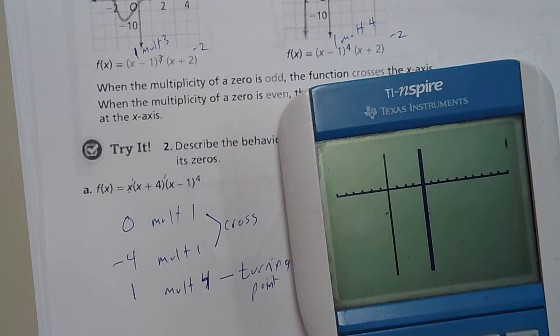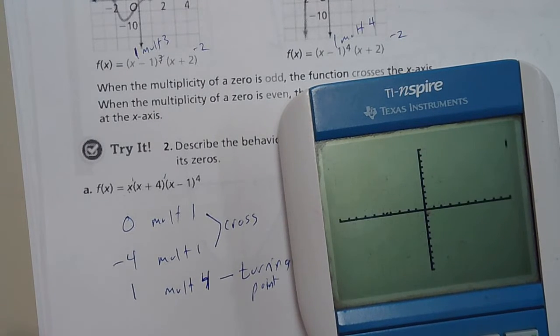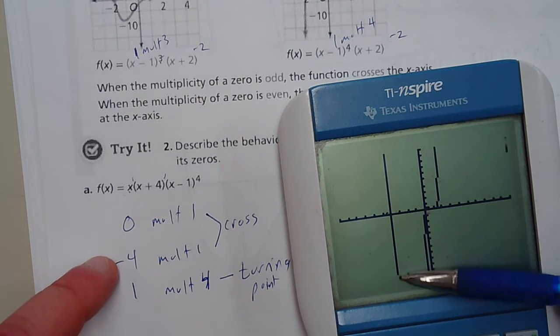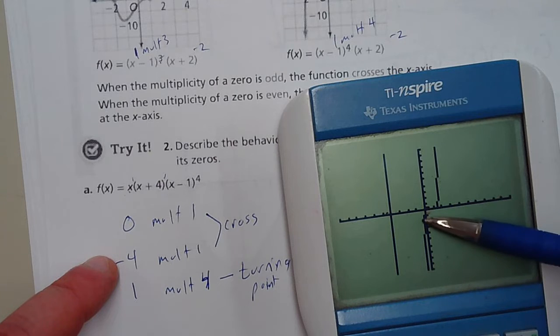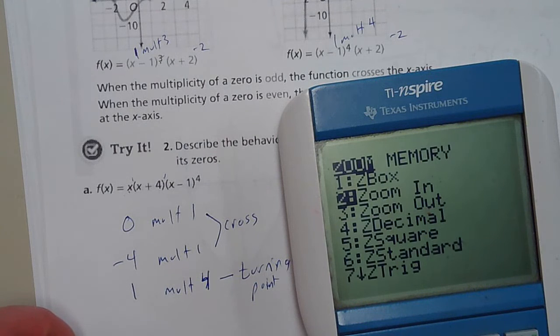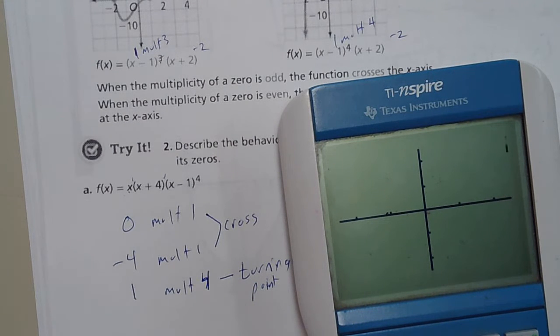And might have to go back to the standard window. Actually, let's zoom it in. Sorry, I want to see a little bit closer there. So we can see it definitely crosses at -4. It crosses at 0. And then it does appear to have a turning point. I think if we zoom in a little further, we can see that a little better as far as exactly what's happening at 1 there. Yeah, there we go. Perfect.